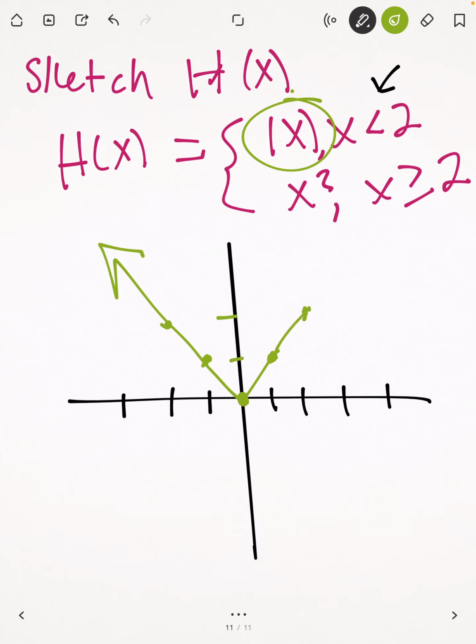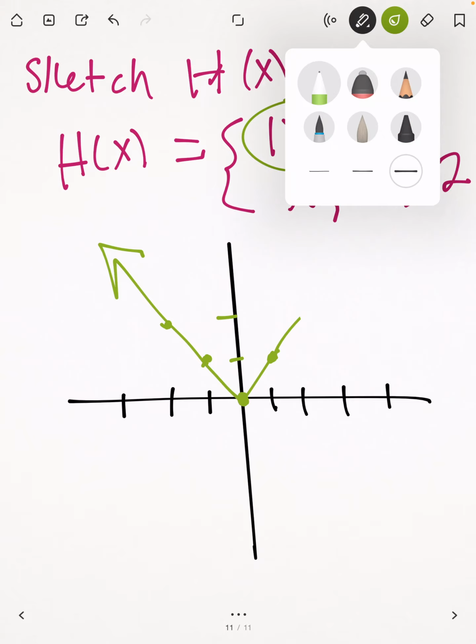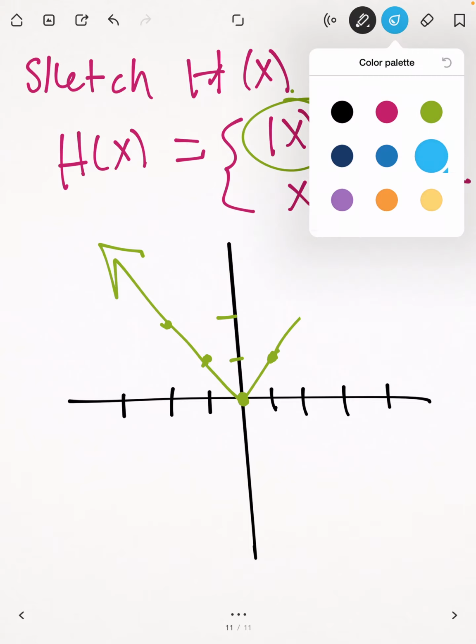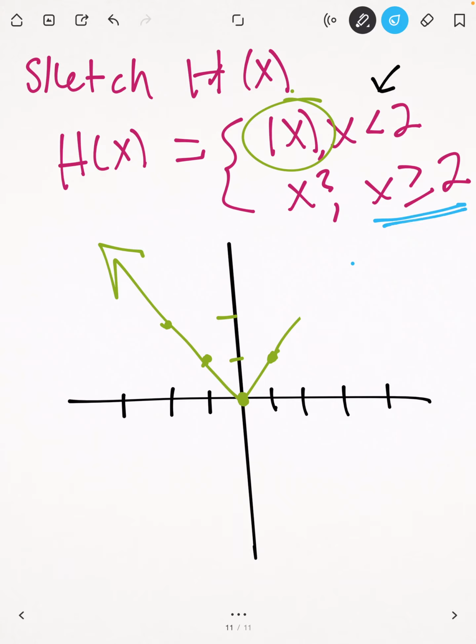But we have to stop there. And then we need to look at what it wants us to do with our other color. So whenever x is bigger than or equal to 2, so at 2, it's 2 squared. So at 2, 2 squared is 4.